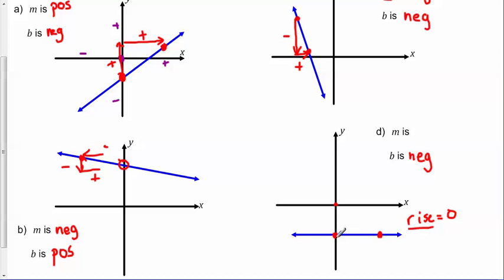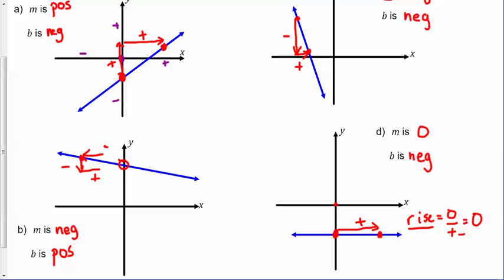And what about the run? Well, the run, I don't know what it is, but going from here over to here, I'd be going in the positive direction. And it really wouldn't matter if that was a positive number or a negative number. 0 divided by anything is just going to give me 0. So m has a value. In this case, we can be pretty specific and say that it's 0.